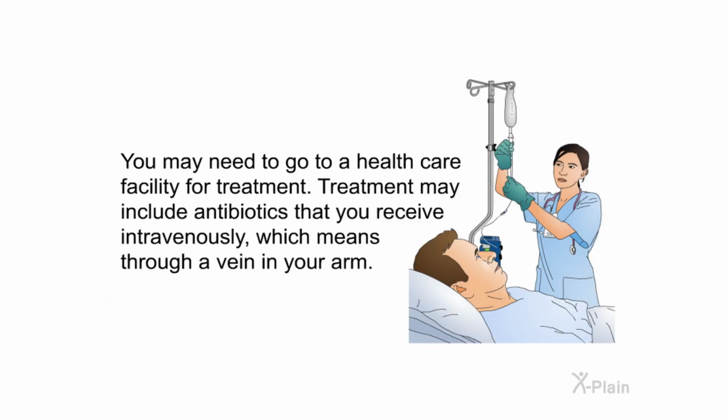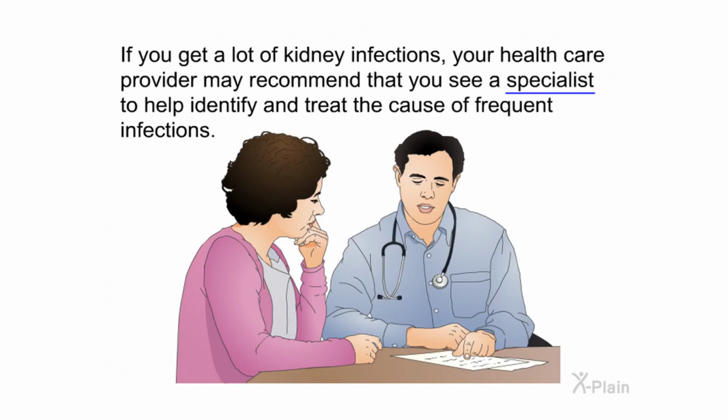You may need to go to a healthcare facility for treatment. Treatment may include antibiotics that you receive intravenously, which means through a vein in your arm. If you get a lot of kidney infections, your healthcare provider may recommend that you see a specialist to help identify and treat the cause of frequent infections.